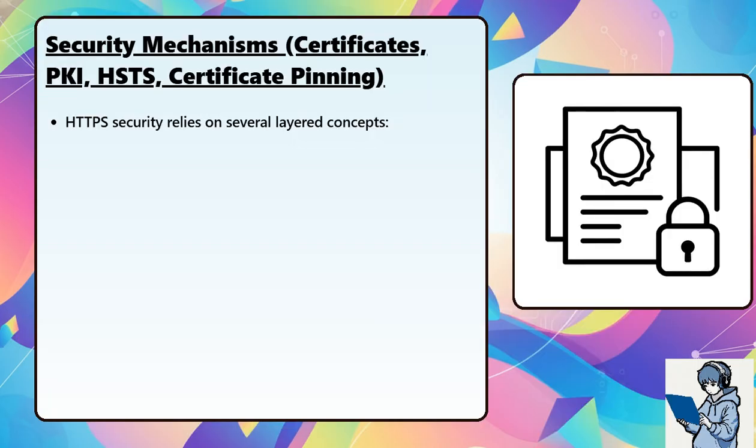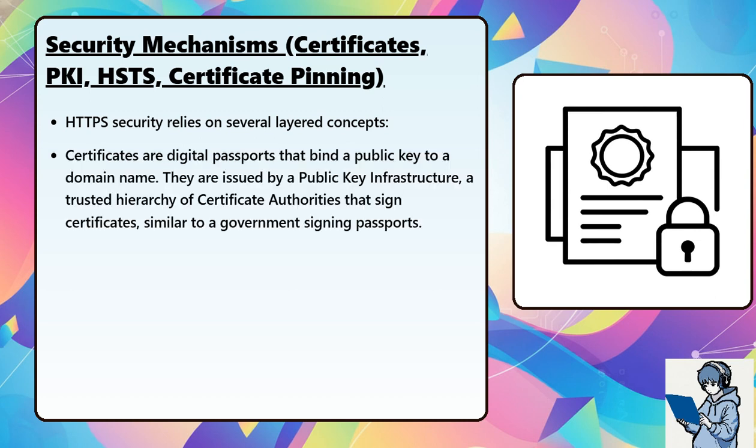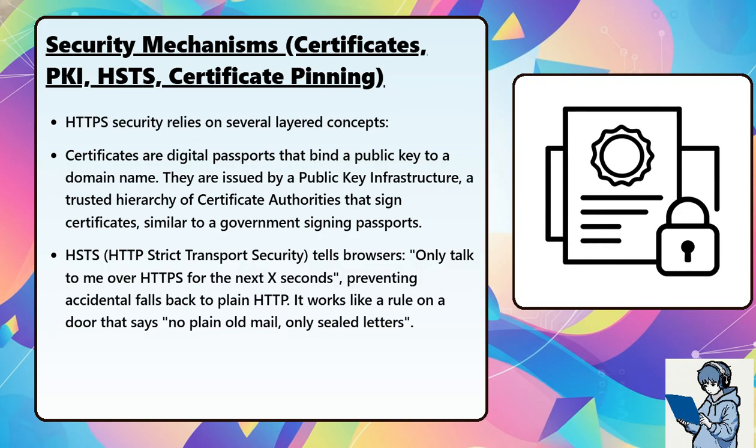HTTPS security relies on several layered concepts. Certificates are digital passports that bind a public key to a domain name. They are issued by a public key infrastructure, a trusted hierarchy of certificate authorities that sign certificates, similar to a government signing passports. HSTS, HTTP Strict Transport Security, tells browsers: only talk to me over HTTPS for the next X seconds, preventing accidental fallback to plain HTTP. It works like a rule on a door that says no plain old mail, only sealed letters.